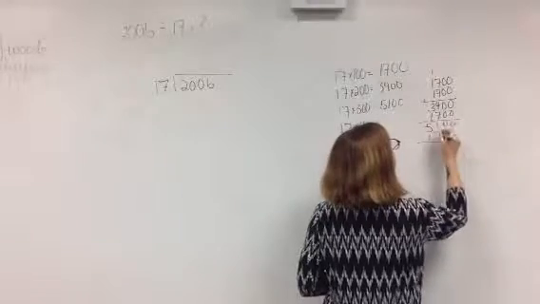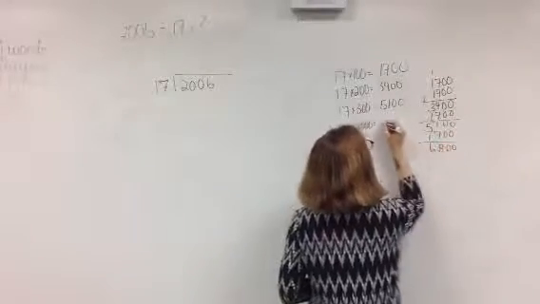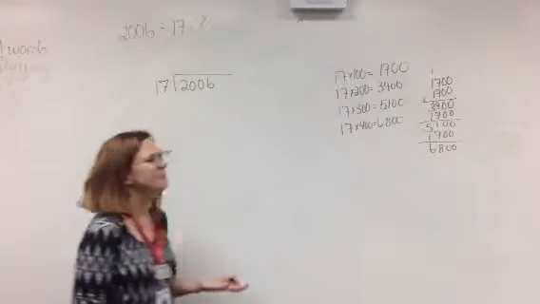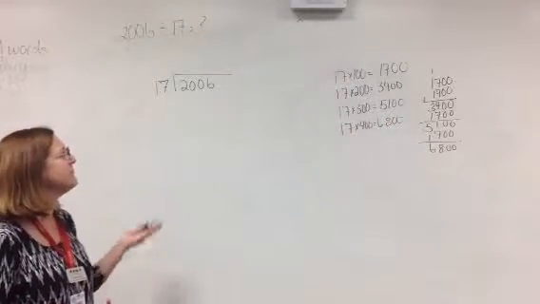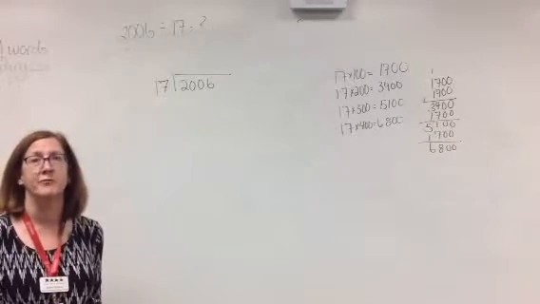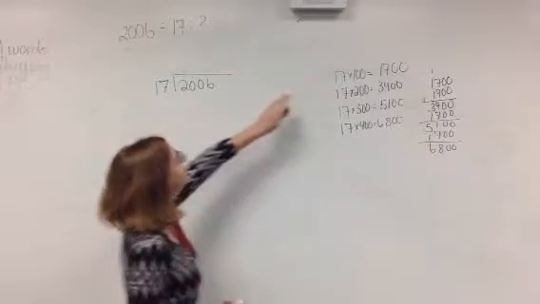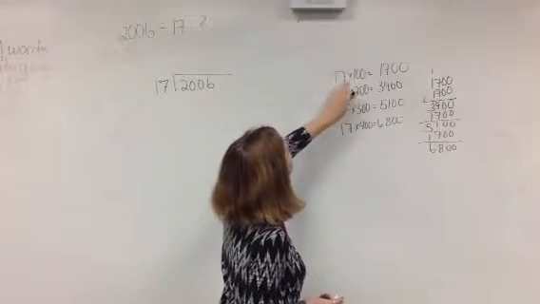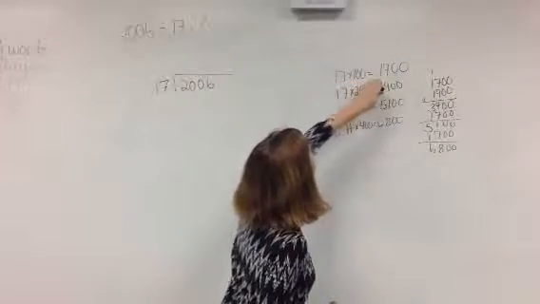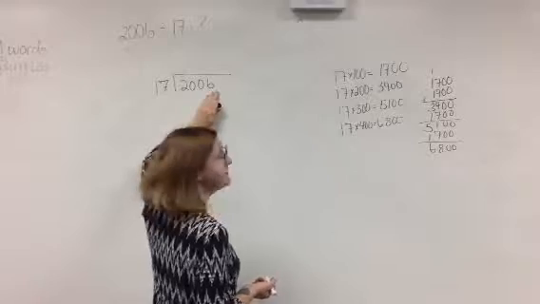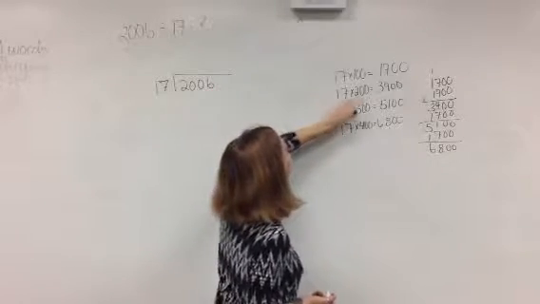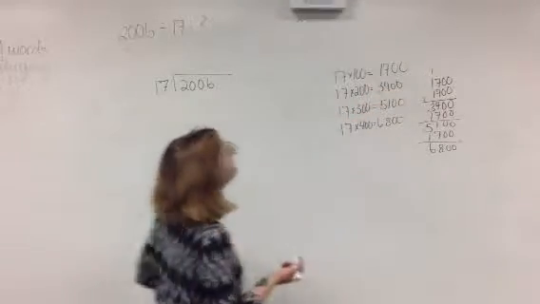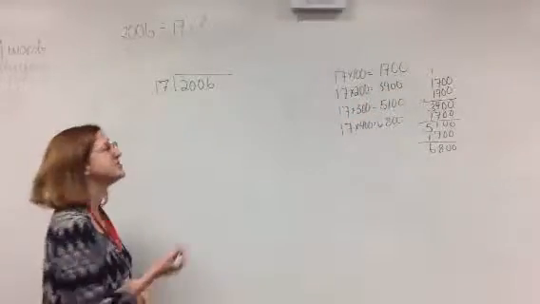That's 6,800. Now I'm going to stop. I'm going to take a gamble and stop and see, maybe I don't need to go above 400. I can tell that 17 times 100 is 1,700. That's less than 2006. But 17 times 200 is 3,400, that's too big.